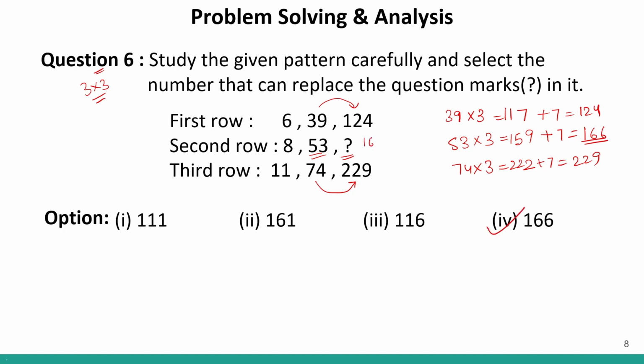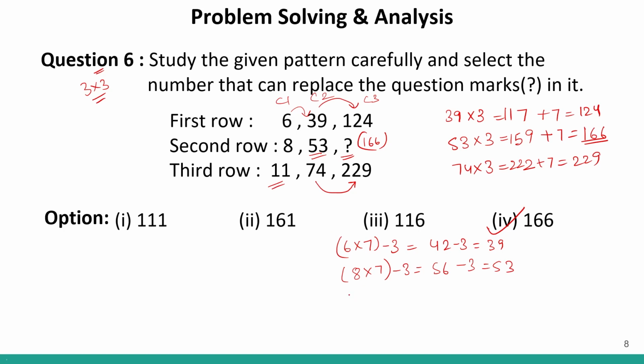We have found the missing element. So if column 2 is related to column 3, column 1 should also be related to column 2 in some way. Correct? So let us find out. 6 and 39. If I multiply 6 by 7 and subtract 3, how much will I get? I'll get 42 minus 3, that will be 39. Similarly, if I multiply 8 by 7 and subtract 3, this will be 56 minus 3, which gives me 53.